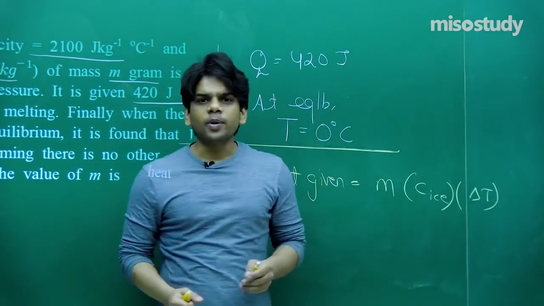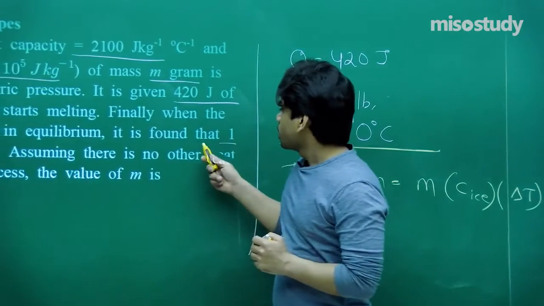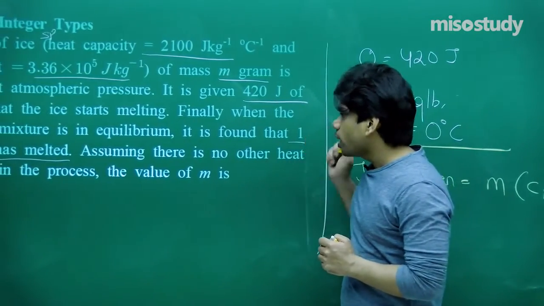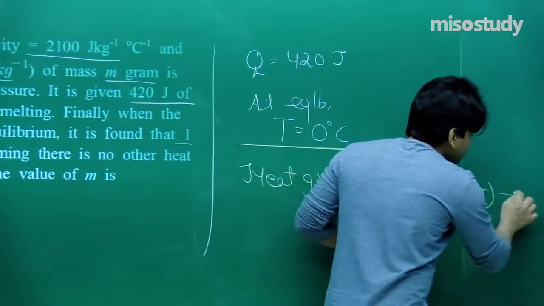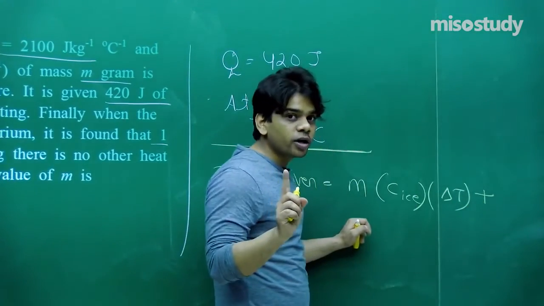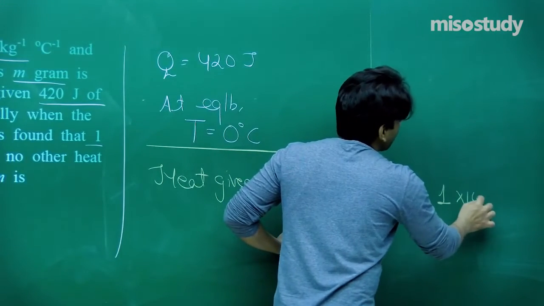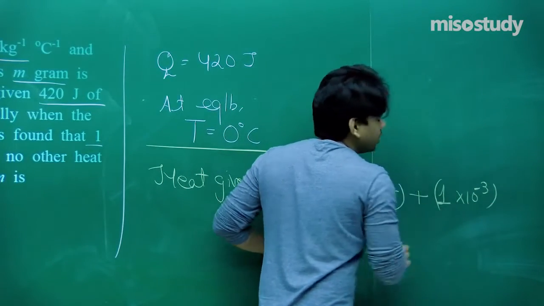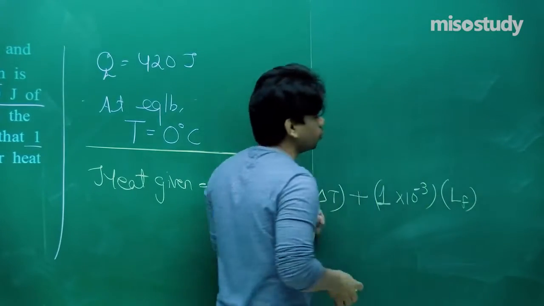Next thing, what is happening? 1 gram of ice is getting converted into water. That is what is given. It is found that 1 gram of ice has melted, it's converted into water. So plus, and ice when converted into water, you have to use m into L. So 1 gram of ice, so 1 into 10 to the power -3, that will be in kg, and latent heat of fusion of ice you have to use here.